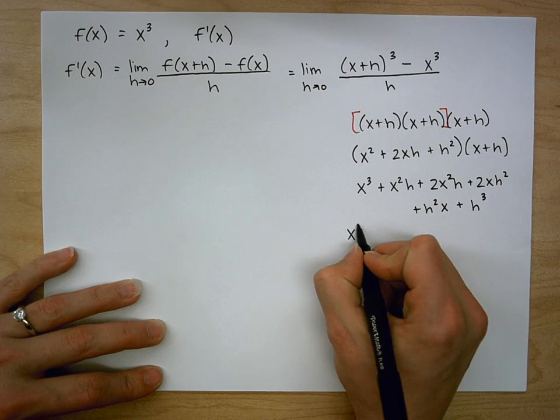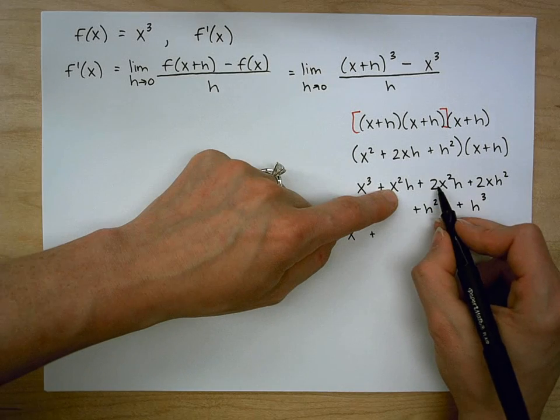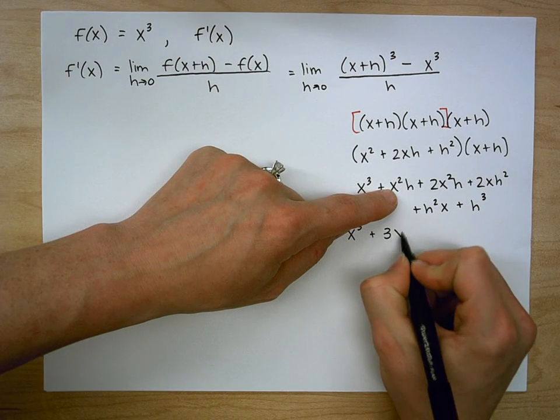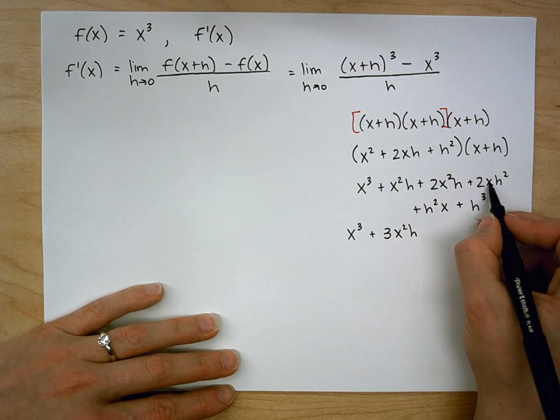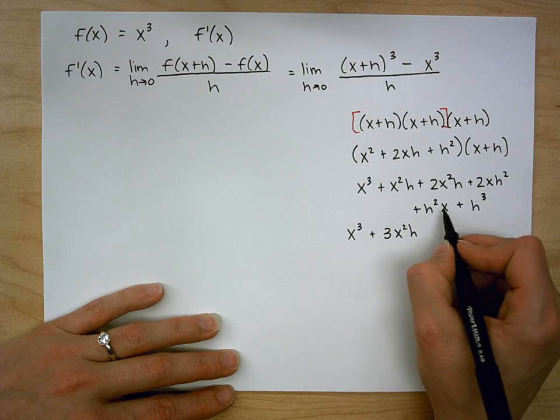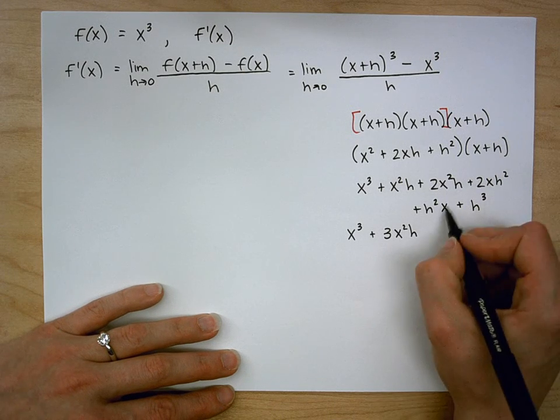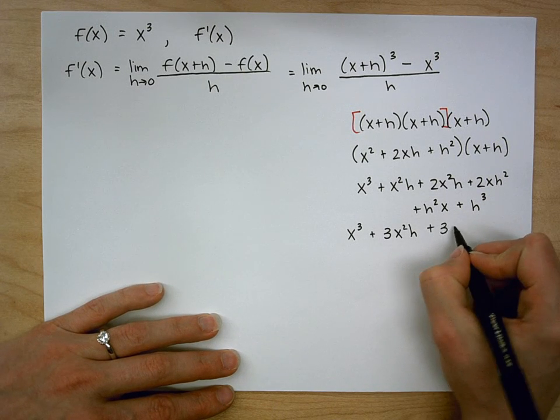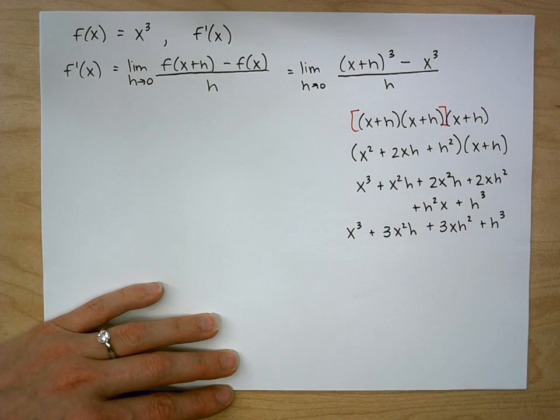I see there's only one x cubed. I have an x squared h and 2x squared h, so that'd be 3x squared h. Similarly, here I have 2xh squared and an h squared x, which is the same as an xh squared. So I have 3 of those, and only 1 of the h cubed.